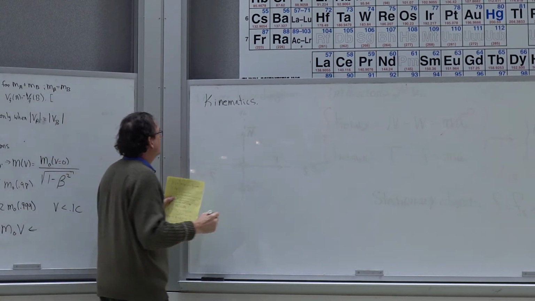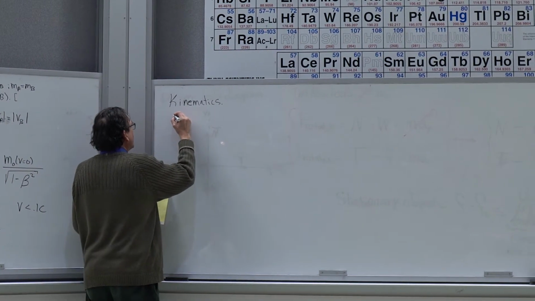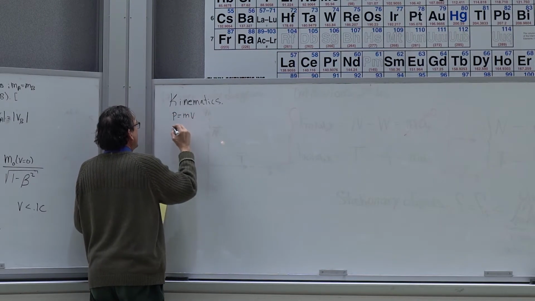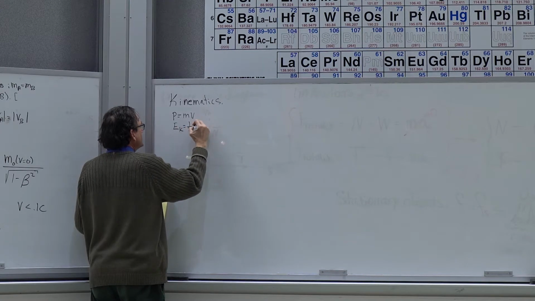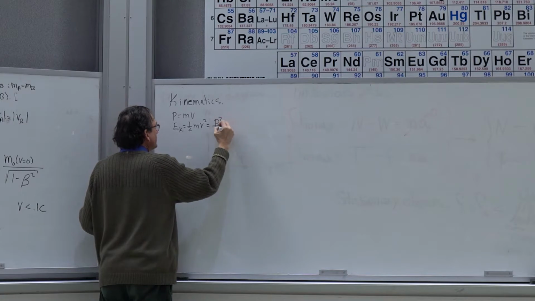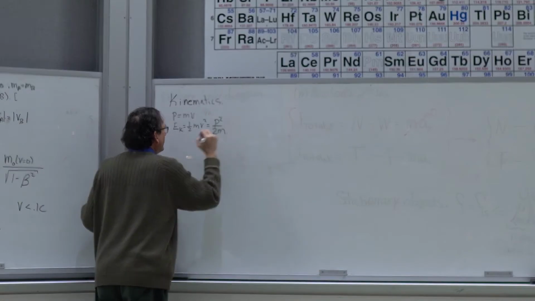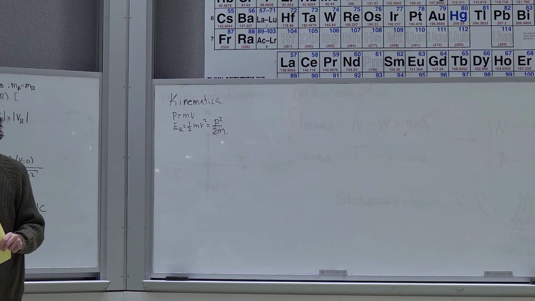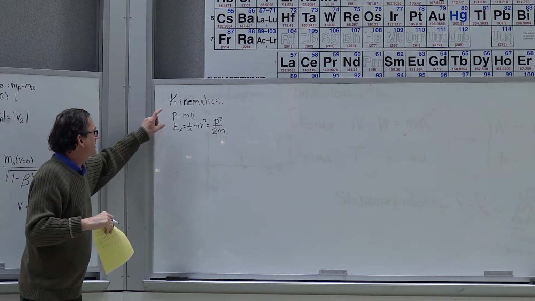In Newtonian theory, we know that P, momentum, is equal to mass times velocity, and we know that kinetic energy is equal to 1/2 mv squared, which we can also write as P squared divided by 2m. Those are the Newtonian equations of kinematics.